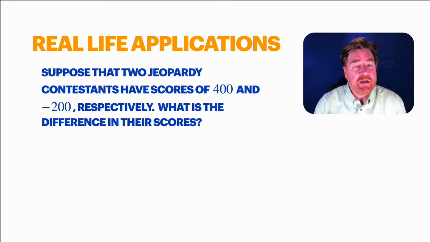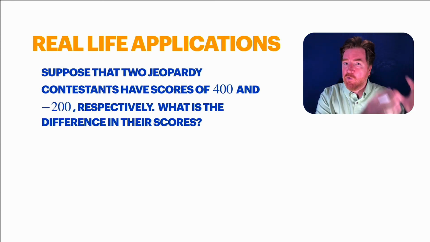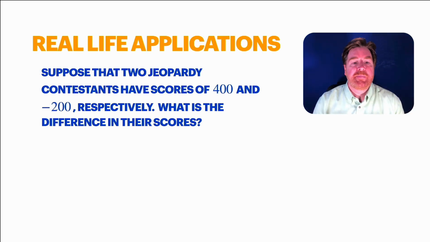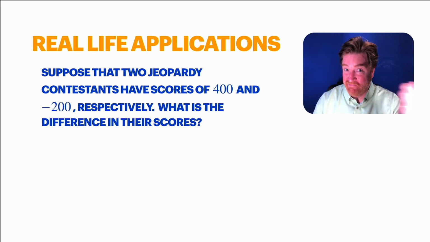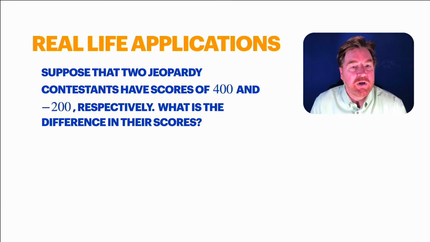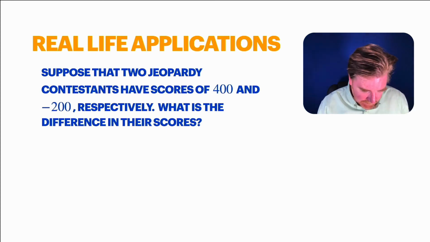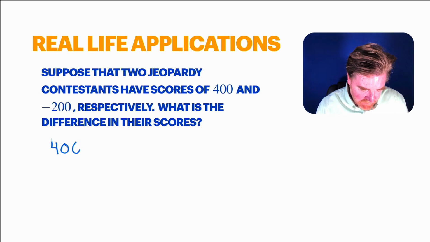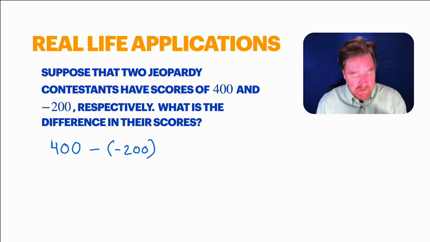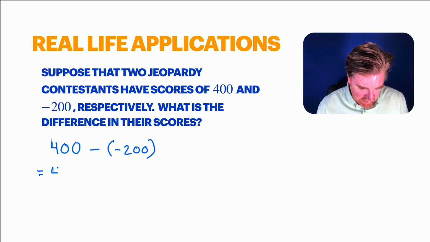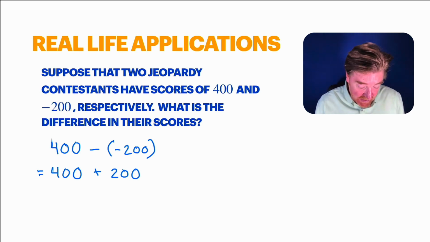Suppose you're watching Jeopardy and 2 contestants have scores of 400 and -200 respectively. We want to know what the difference is in their scores. What is the difference in their scores? Now here the language is really explicit, isn't it? Difference. So we know we're going to subtract. Well, let's do it. So we've got 400 minus -200. And you know the deal. Subtraction is addition of the opposite. So I'm going to add the opposite of negative 200.